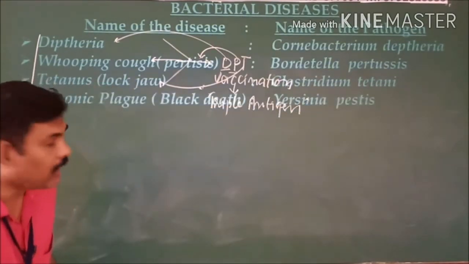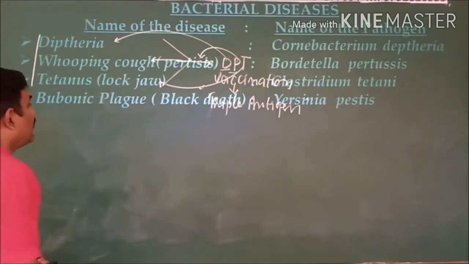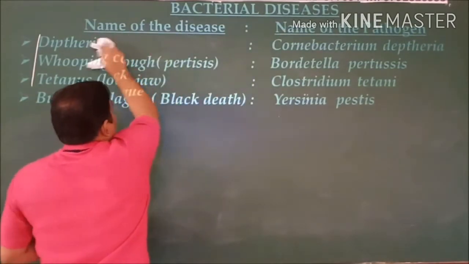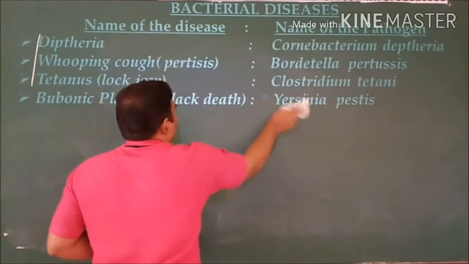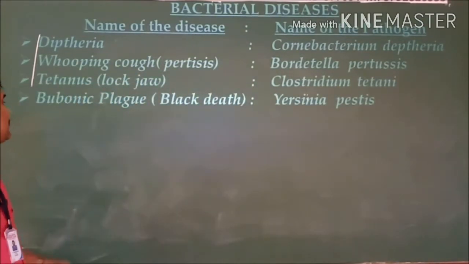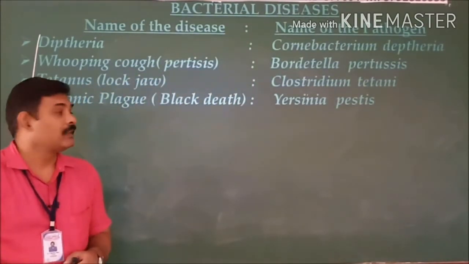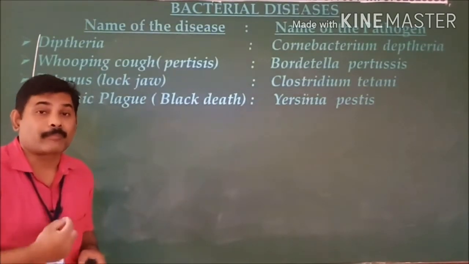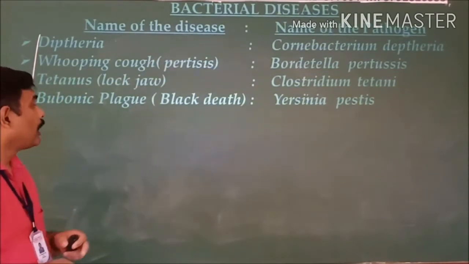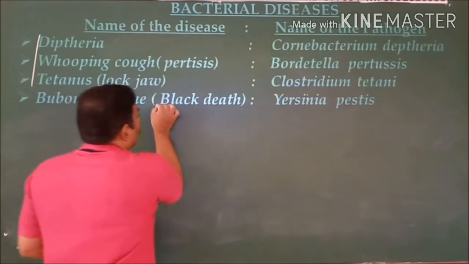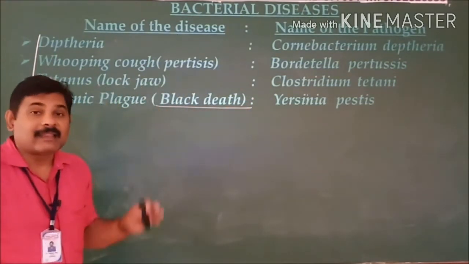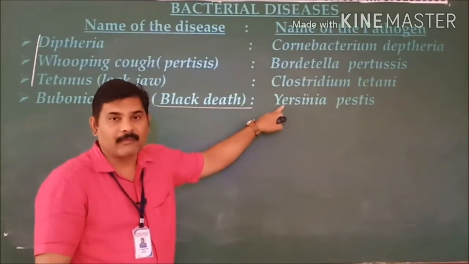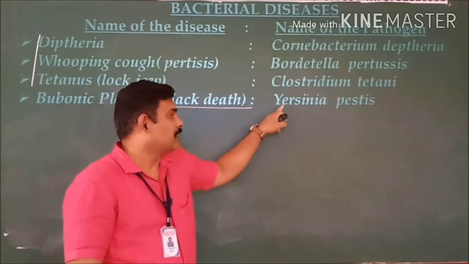Coming to the next causative organism, when you see bubonic plague, this is otherwise known as Black Death. This is also an endemic disease. People throughout the world were killed greatly by this disease in the earlier days. Swellings called buboes get developed within the armpits. That is the reason why we call it bubonic plague, or Black Death. And this is caused by a bacteria known as Yersinia pestis, which is the name of the pathogen.